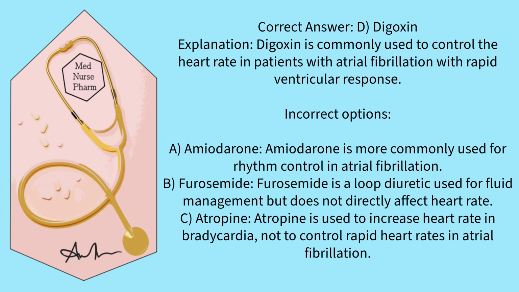If you chose option D, you are correct. Digoxin. Digoxin is commonly used to control the heart rate in patients with AFib with rapid ventricular response.